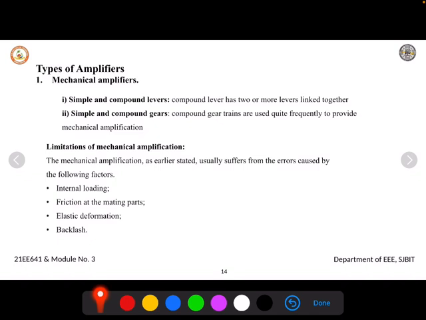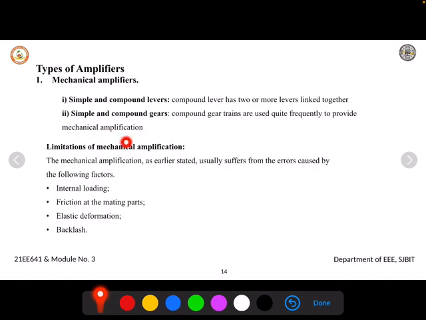Similarly, there are simple and compound gears. The gear is one more device which can increase the speed. Suppose the speed is 5 rpm. That 5 rpm can be increased to 1000 or 2000 rpm by connecting the driven gear and driving gear. The same way we can connect and increase the speed. A windmill consists of the same kind of gear. So these are the two main things frequently used for mechanical amplification.